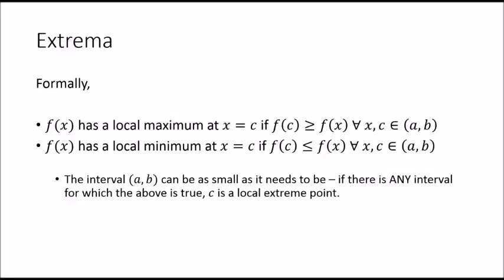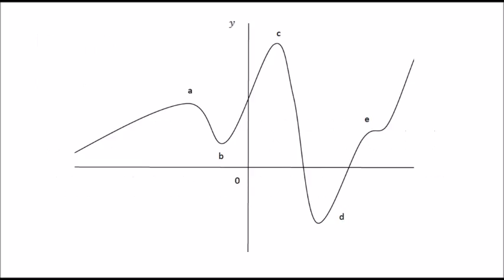It does not matter how big the interval a to b is. We can make it arbitrarily small as long as there is some interval for which the above is true. We consider it a local minimum or a local maximum.